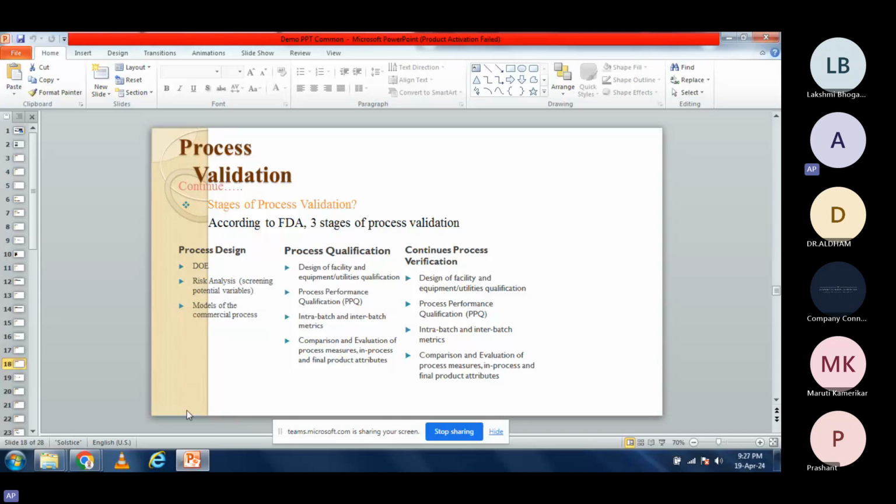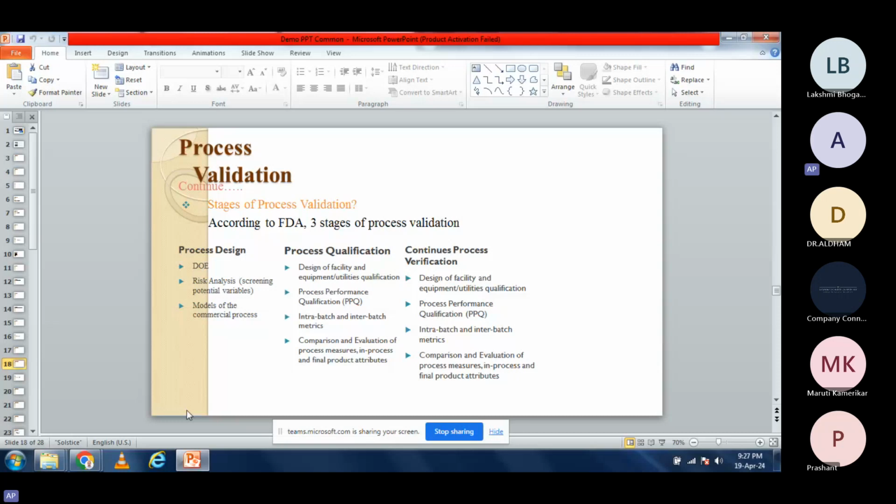When a process design is completed, we design the process, we document how to manufacture this product, and then we go for process validation, process qualification. Process qualification means repeating the same thing on 3 batches. That is called process performance qualification, PPQ.